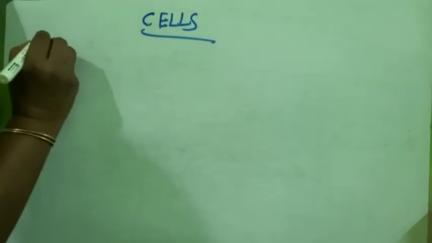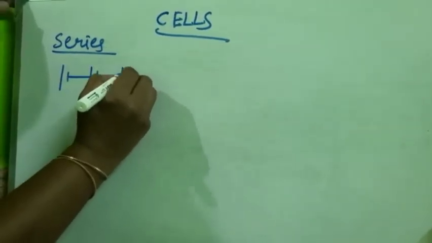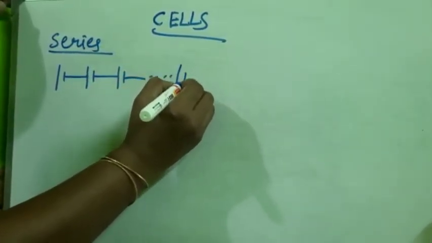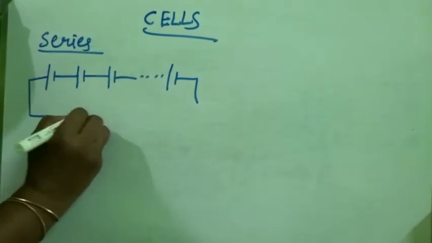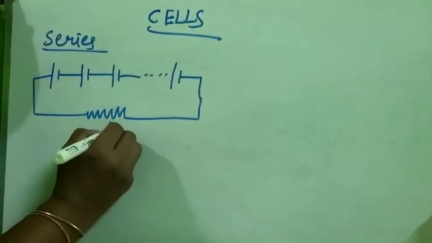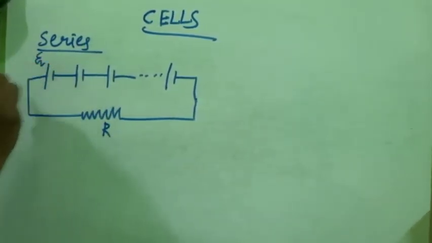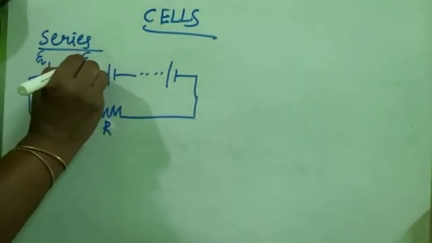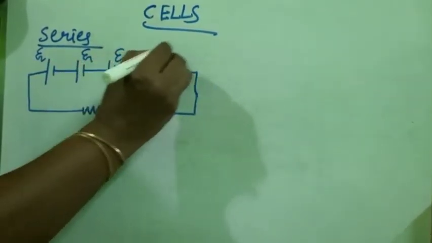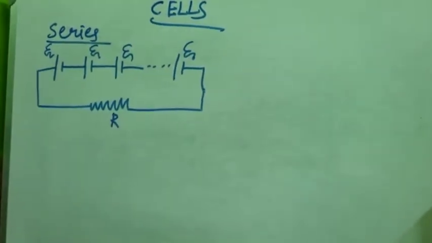Let me draw the diagram now. Here, this is series connection. A number of cells are connected in series, n number of cells, for example. All the cells are connected to an external resistance. Capital R is the external resistance. Each cell has an EMF. We write this with the notation Xi. Xi, it's a Greek alphabet. That's the notation used for EMF of the batteries.